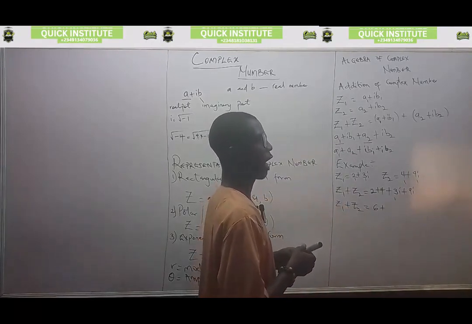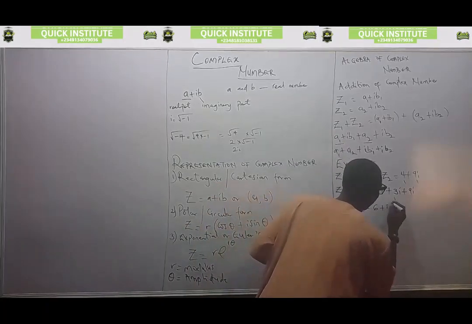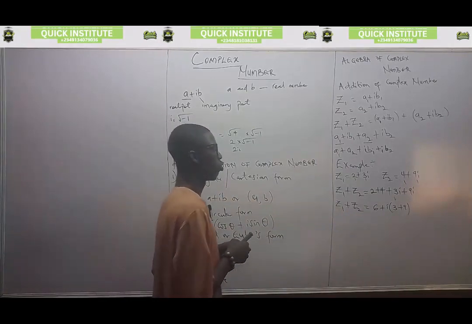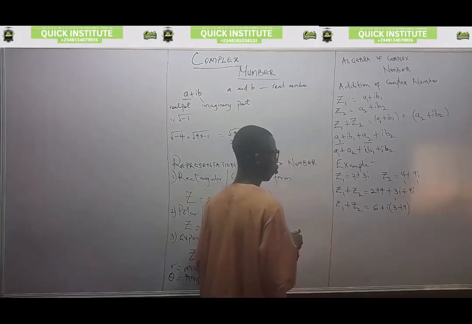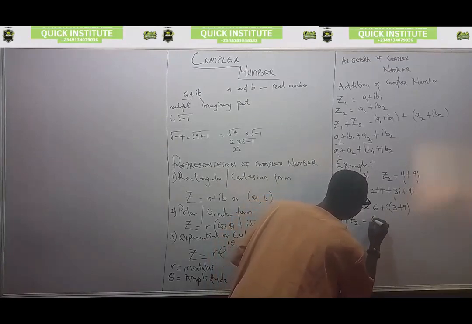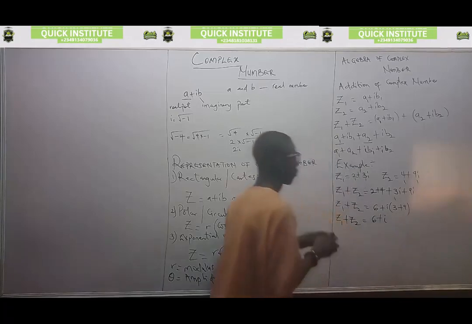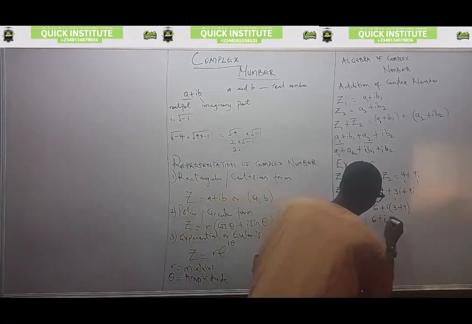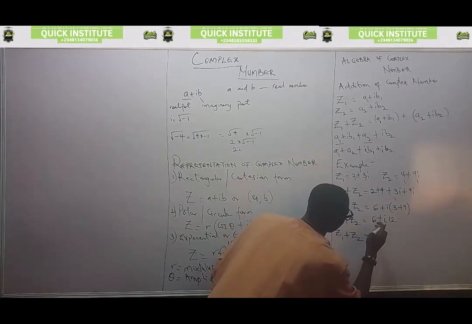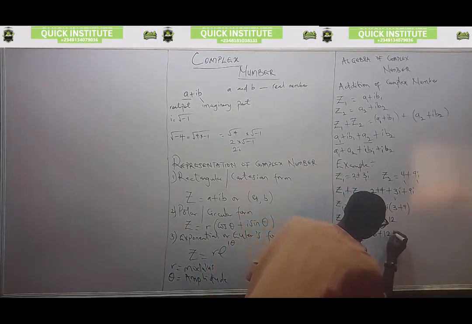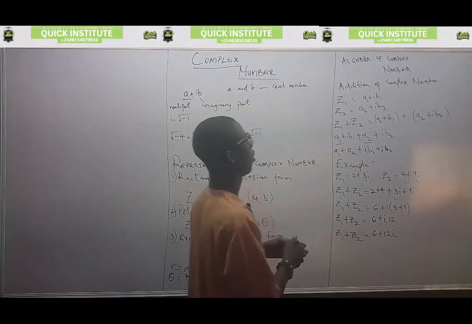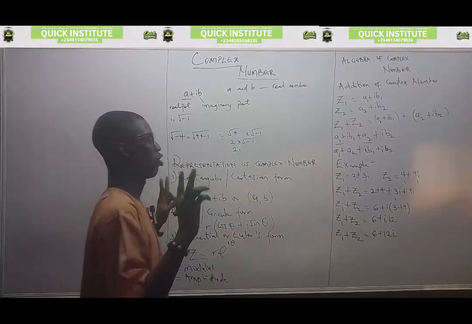you can factorize i out. i times 3 plus 9, right? So 3 plus 9 will give us 12. So now z1 plus z2 equals 6 plus i times 12, or 12i. You see the same thing. That's how you add up two complex numbers together.